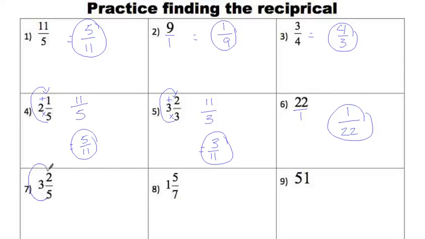This one, I need to do the magic C first, multiply at the bottom, add at the top. 5 times 3 is 15, plus 2 more gives me 17 over 5. Then the reciprocal becomes 5 over 17.